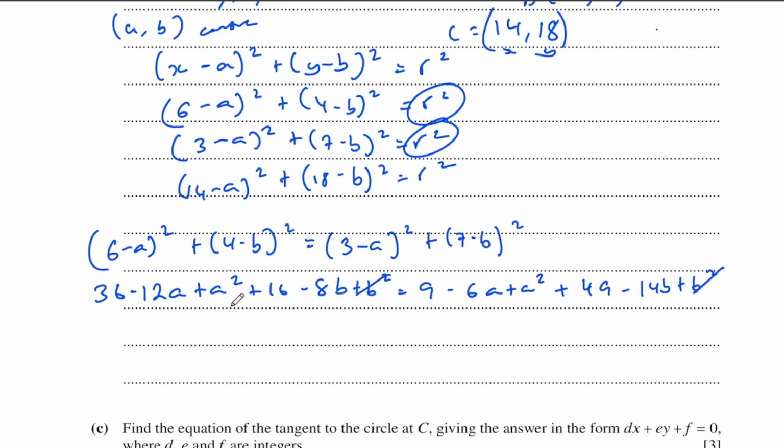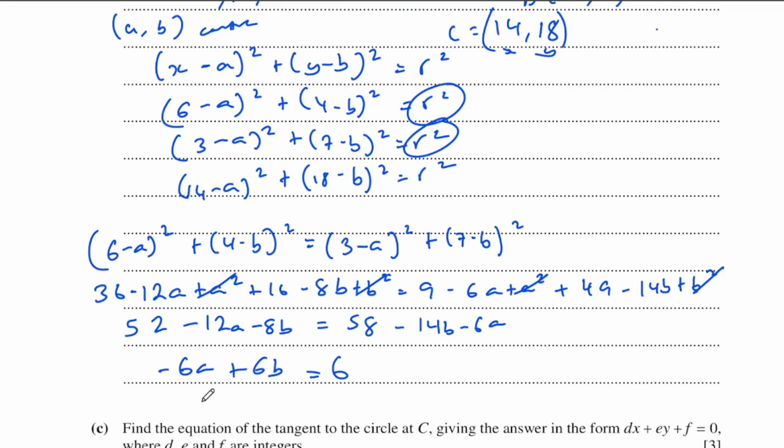B squared go away, a squared go away, right? And we end up with 36 plus 16, which is 52, minus 12a minus 8b equals 9 and 49 is going to be 58 minus 14b minus 6a. Yes, so if we put them all on one side, we end up getting 6 here. So 6 equals, take this to the other side, negative 6a and plus 6b. So negative 6a plus 6b equals 6.